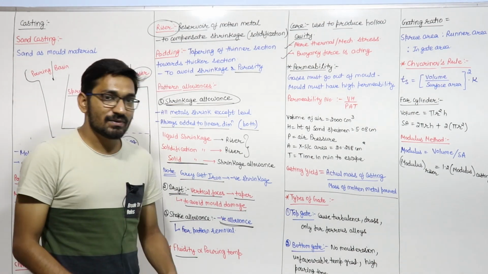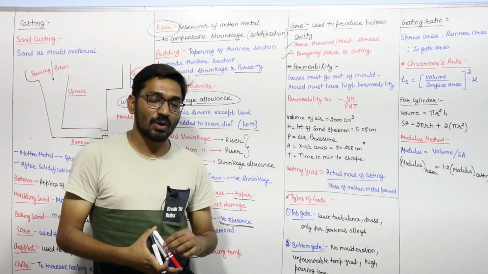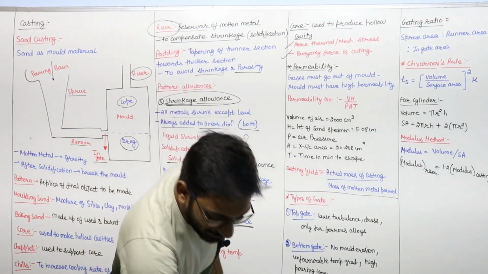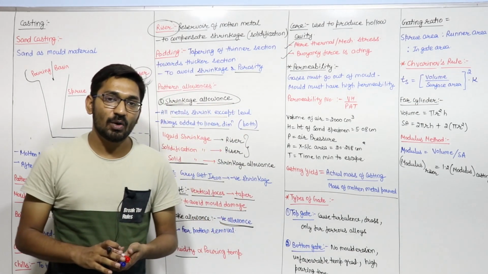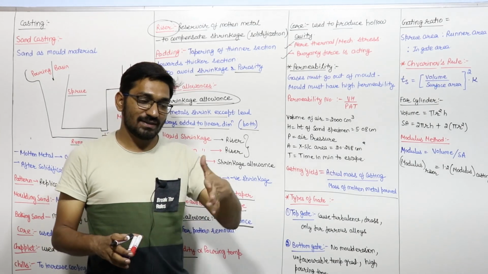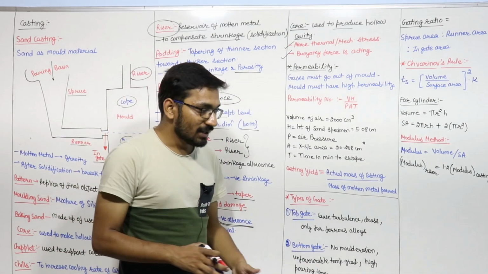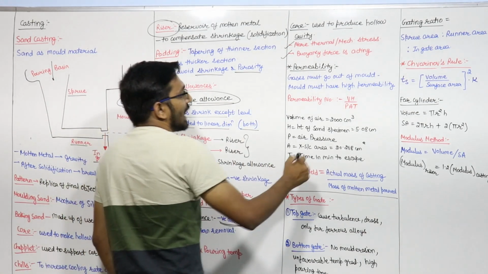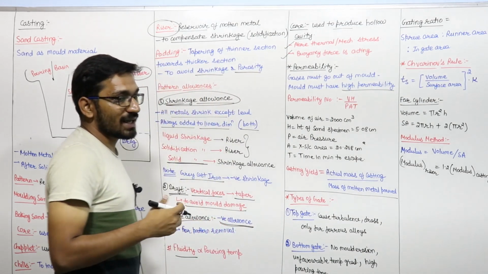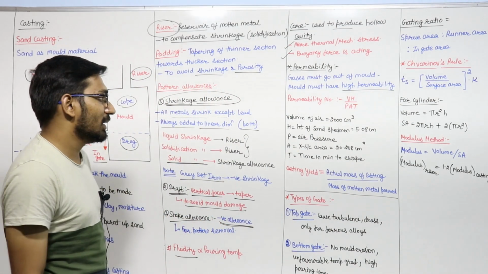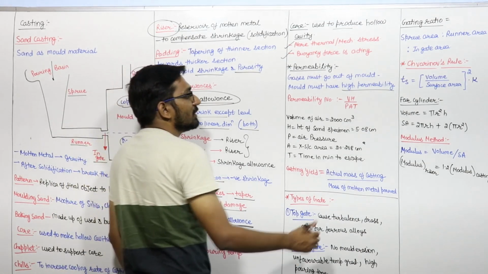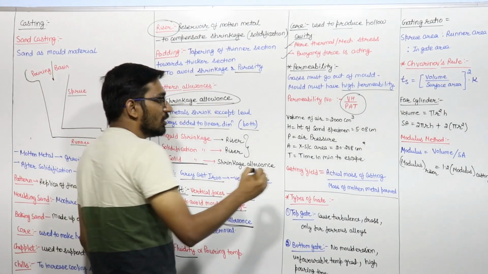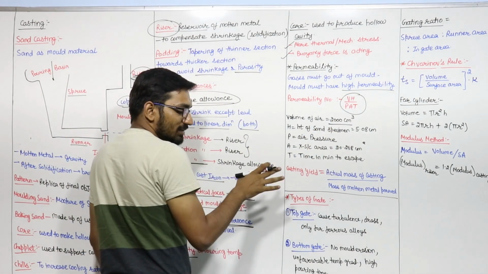What is permeability? When the molten metal enters the mold cavity, because of some reactions and impurities, gases will form inside the mold cavity. We want these gases to go out of the mold cavity. That property is known as permeability. The mold must have high permeability, so that it allows the gas to go out of the mold cavity as soon as possible. The permeability number is calculated with the formula VH upon PAT, where V is the volume of air, in a standard specimen.